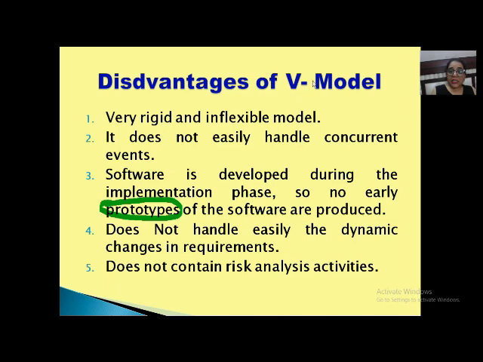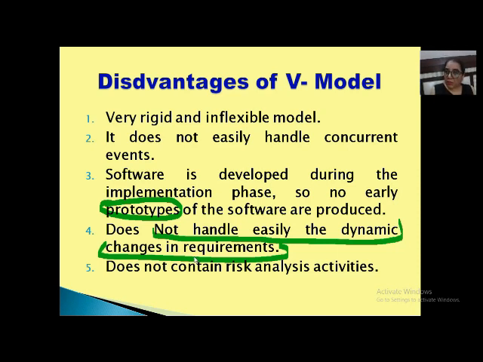It does not handle dynamically changing requirements easily. A very important point. What is dynamicity? Dynamicity means that anything can be changed at run time. In this model, we can talk only about situations where requirements are static, pre-decided and less likely to be changed. No dynamic changes in the requirements will be taken care of.